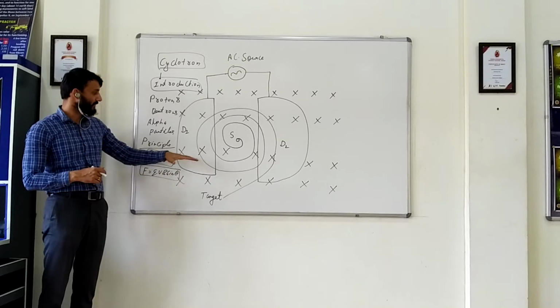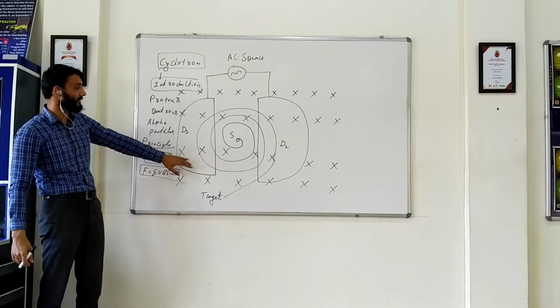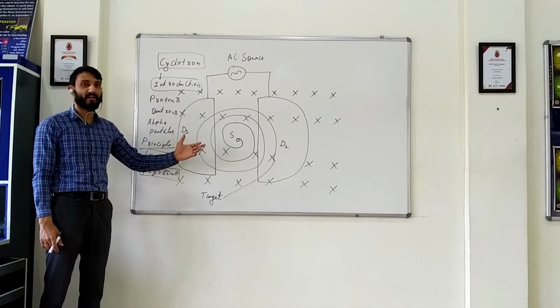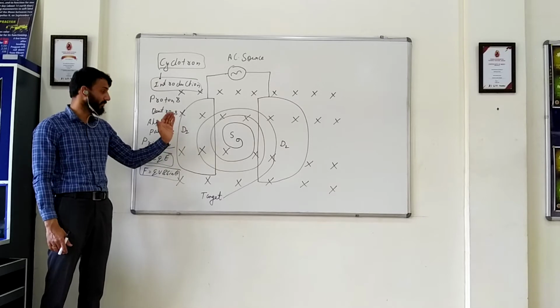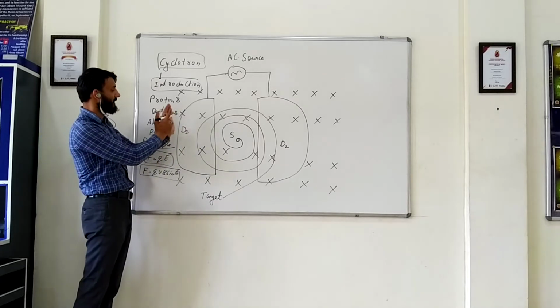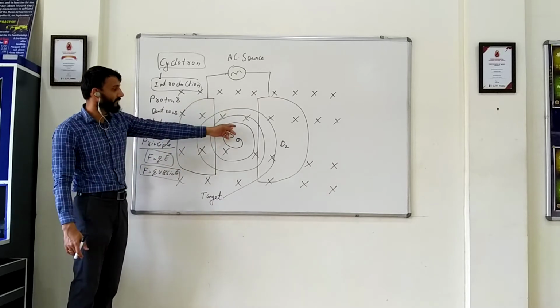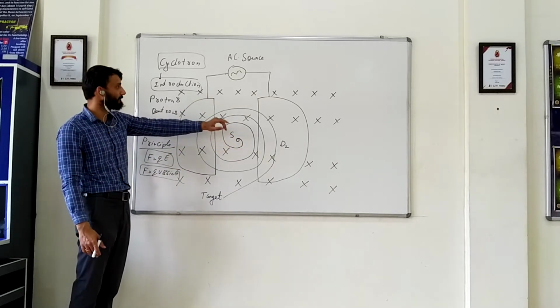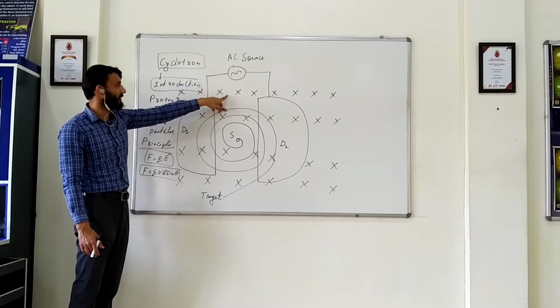Now diagram. So here is the diagram and description also. So what is this device made up of? This device is made up of two hollow chambers in the shape of D, like this. So a hollow chamber is there in the shape of D. We call it D1. The other one is D2. These are connected with an AC source and they are put in a magnetic field.